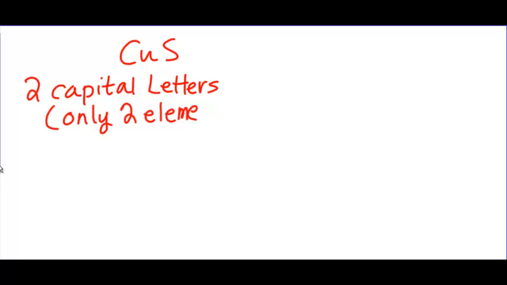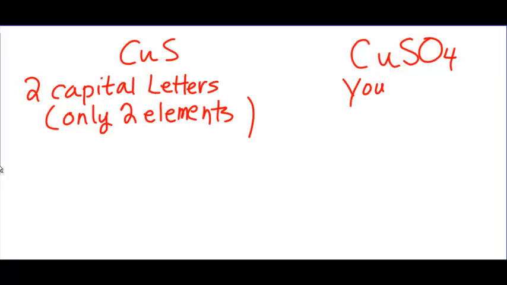This is review number 5. But if there's more than 2 capital letters, like say this, okay, then UC3, go to table E. You have a polyatomic.